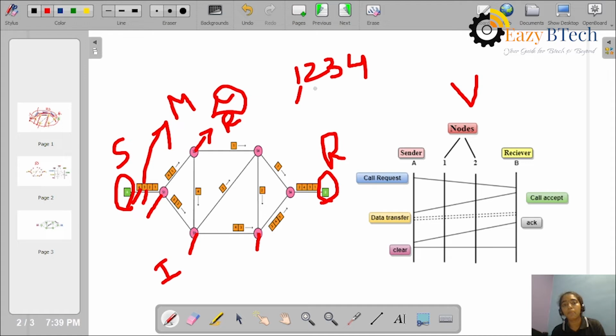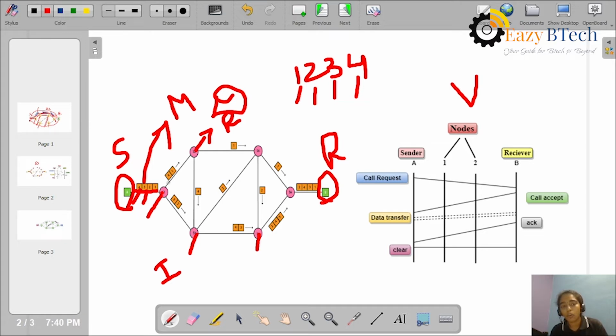Packet number 1, packet number 2, packet number 3, packet number 4. So the entire message will be divided into 4 packets. See, these are the intermediate nodes or routers. So first from the source or sender, the packets will go to the first router or first intermediate node. This intermediate node finds the shortest path to send these particular datagrams to the receiver.